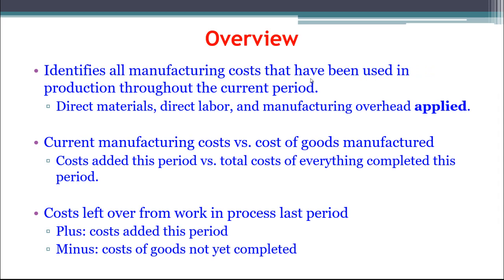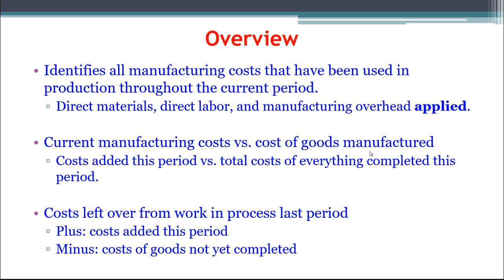So we identify all the manufacturing costs that have been used in production throughout this current period. That's one piece of this overall statement. We've got to identify the direct materials used, the direct labor used, and the manufacturing overhead applied to production in this period. So this is the first piece, what has been created this period, not necessarily completed yet. So I do want to draw that distinction between the current manufacturing costs that we are adding this period versus the cost of goods manufactured.